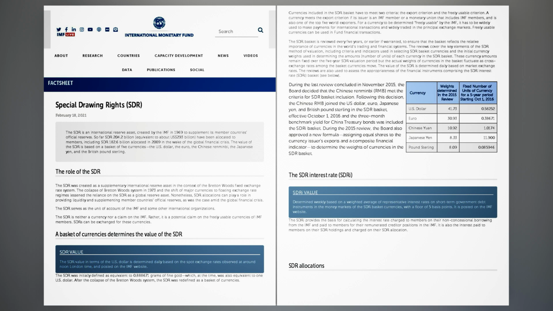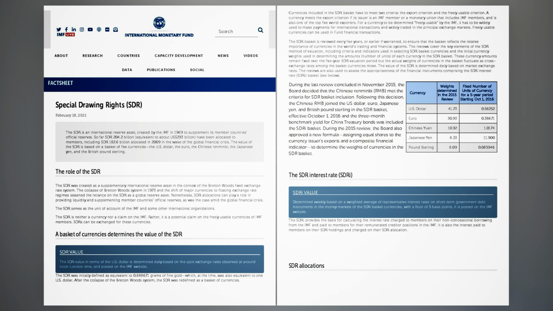The SDR basket is reviewed every 5 years, or earlier if warranted, to ensure that the basket reflects the relative importance of currencies in the world's trading and financial systems. The reviews cover the key elements of the SDR method of valuation, including criteria and indicators used in selecting SDR basket currencies and the initial currency weights used in determining the amounts, number of units, of each currency in the SDR basket. These currency amounts remain fixed over the 5-year SDR valuation period, but the actual weights of currencies in the basket fluctuate as cross-exchange rates among the basket currencies move. The value of the SDR is determined daily based on market exchange rates. The reviews are also used to assess the appropriateness of the financial instruments comprising the SDR interest rate, SDRi, basket.